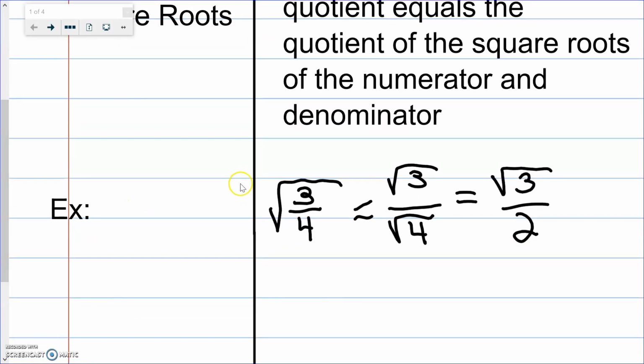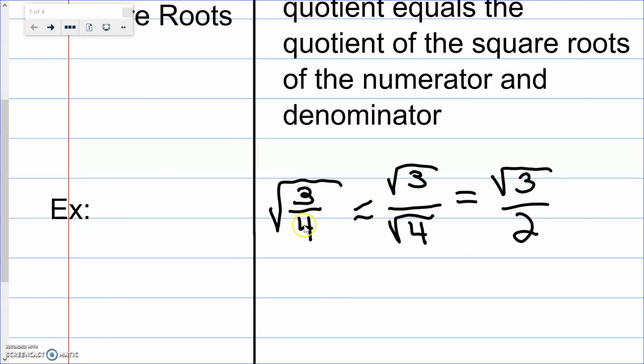If we have the square root of the fraction 3 over 4, we can break this down into two separate square roots, it being the square root of 3 over the square root of 4. Now, I have a handout that tells you some of the perfect square roots. We know that we can't take the square root of 3 to be a nice whole number, so we leave it at the square root of 3. But we do know the square root of 4 is 2, and so now we have the square root of 3 over 2.